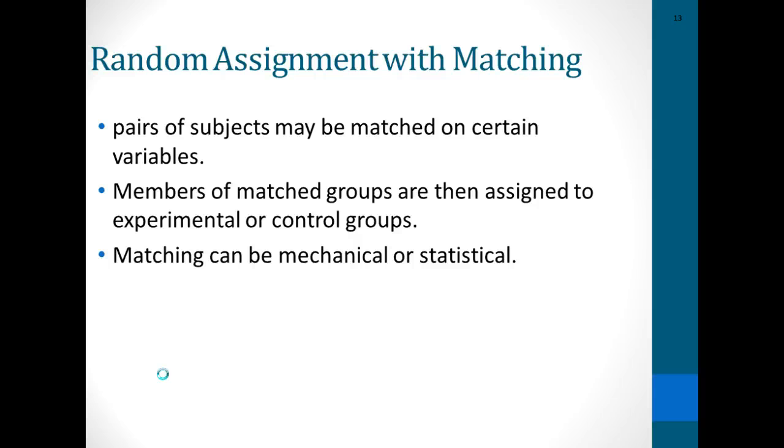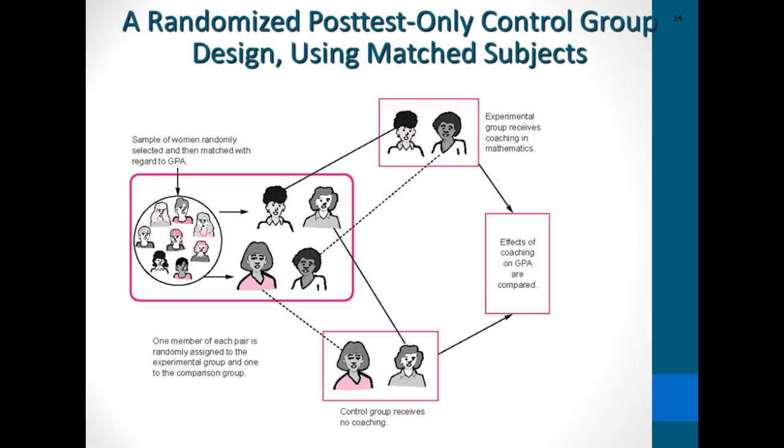So I mentioned in that previous slide this idea of random assignment with matching, right? So in terms of random assignment with matching, the researcher wants to increase the likelihood that the different groups are indeed equivalent. And so the researcher can decide on certain variables that they wish to match their subjects on. So you take the subjects and you match them into pairs, and then you take members of those matched groups and you assign them to either the experimental or the control group. You can do this either mechanically or statistically. So you can use statistics to help you determine what those matches are.